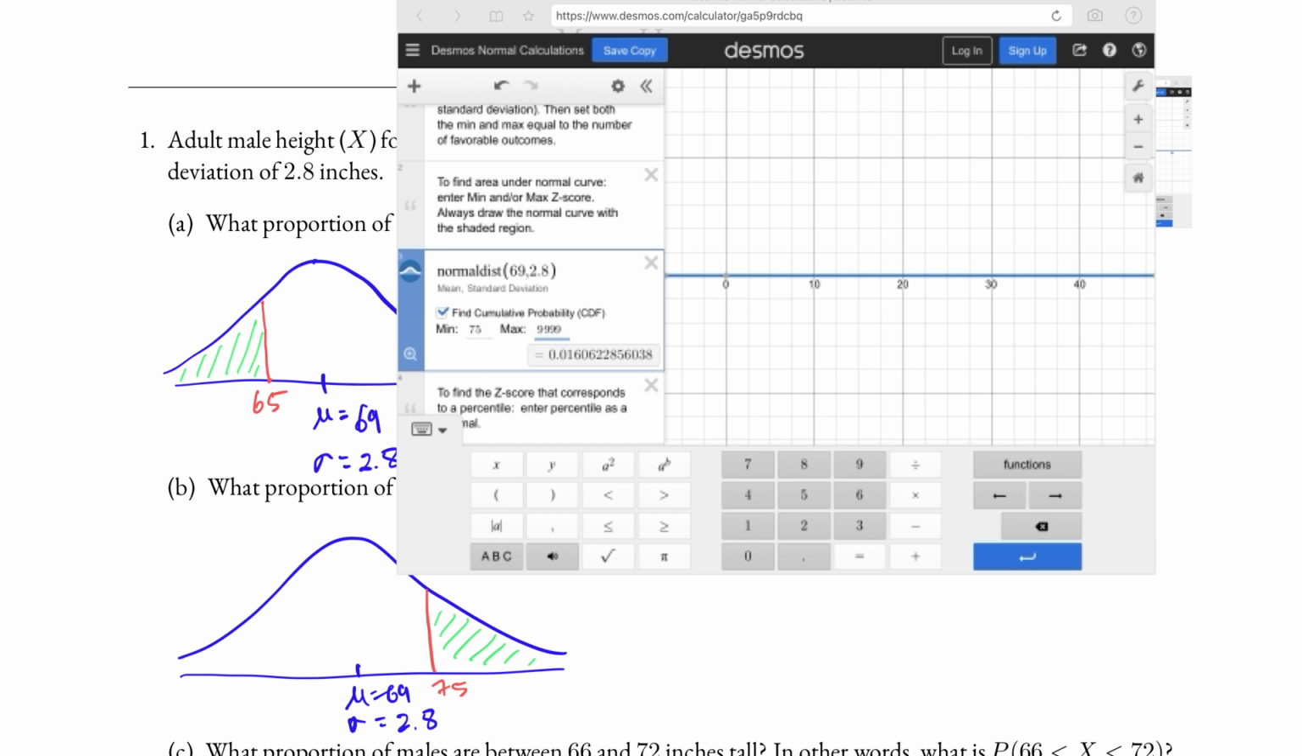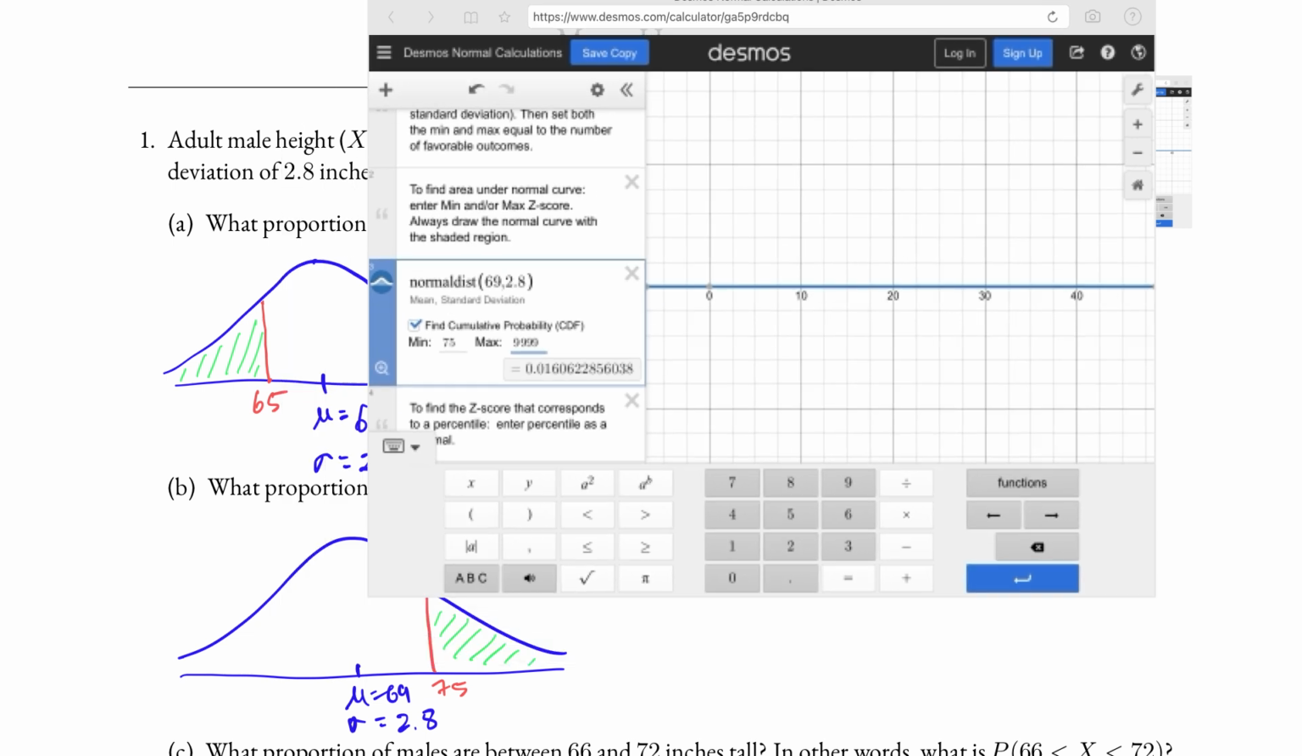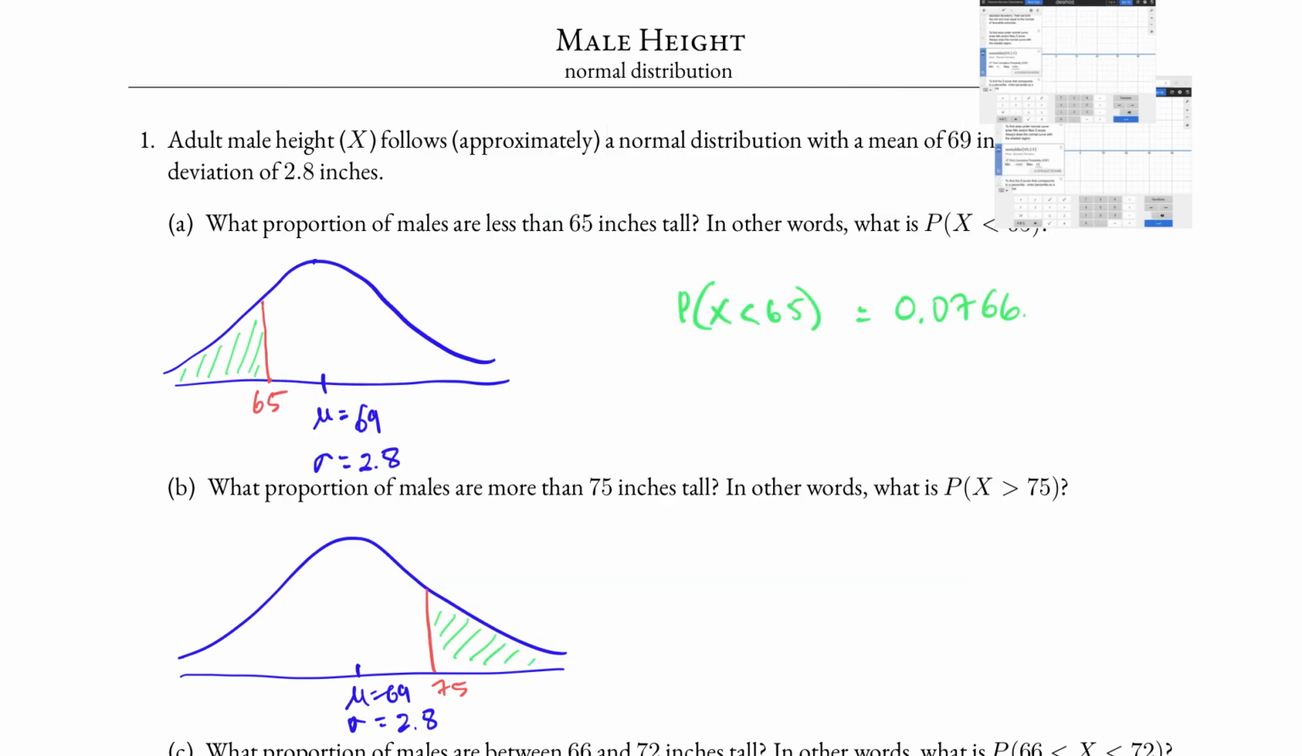So there it is. The probability is 0.0161. And so the answer is P of x greater than 75 equals 0.0161. Now, since we're allowed to use a calculator, make sure we draw a picture, label, and state the appropriate reason. That is how we show our work.